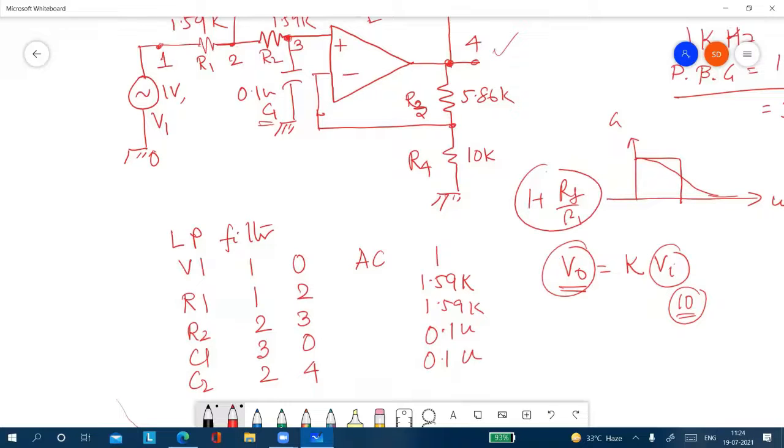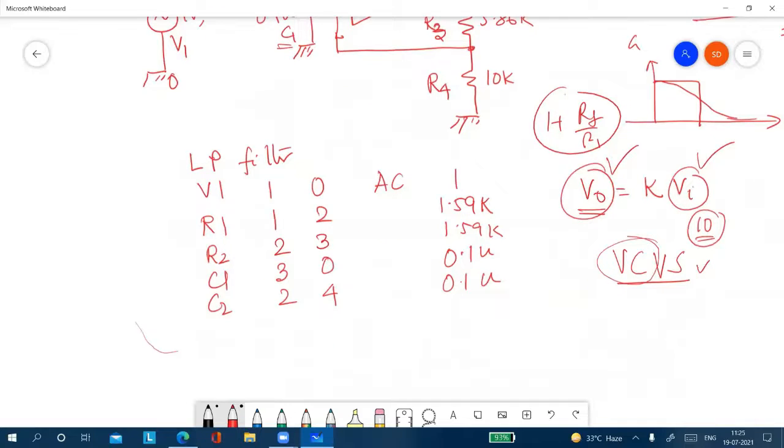Okay, so the output depends on the input voltage. That means we have a voltage control voltage source. If you consider dependent sources, it is a voltage control voltage source. We give some input, and depending on the input voltage, we get the output. That is called a dependent voltage source. Now, how do we write a dependent voltage source?